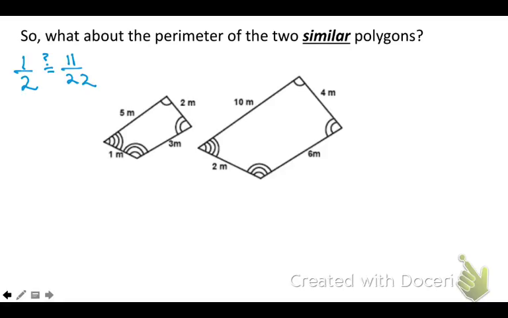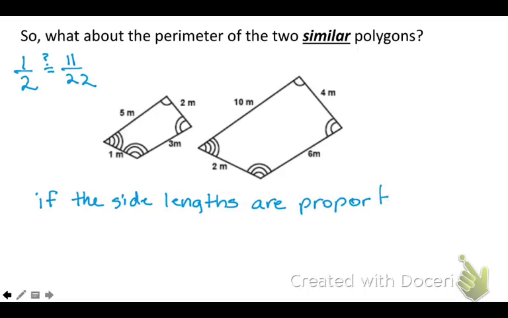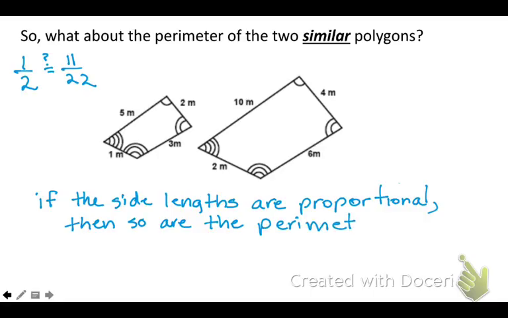So if the side lengths are proportional, then so are the perimeters. And as you can see in a little bit, we'll be using that information to solve some problems.